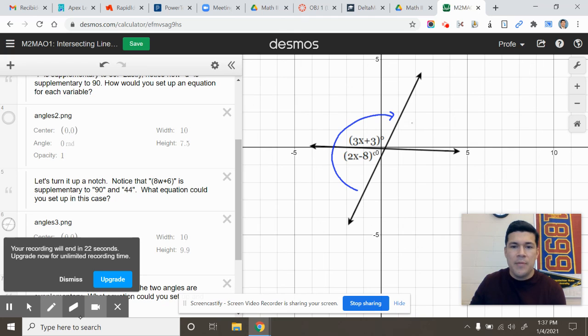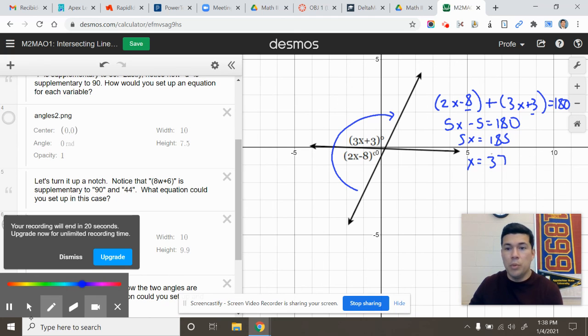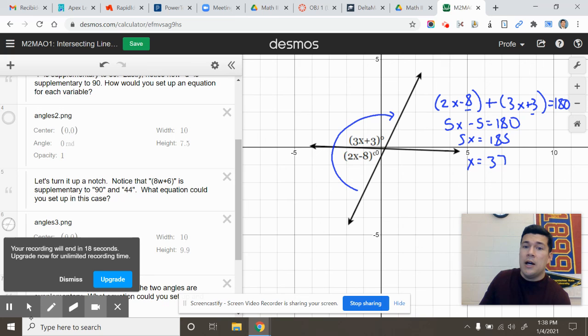So we're going to say, and let's pause. Boom. A little bit of work to save some time. We're going to say that the sum of the two expressions is 180. And we can combine like terms. 2x and 3x add up to 5x. Negative 8 and positive 3 add up to negative 5. And if I solve for x, I get x equals 37. So that is how you reason with angles.